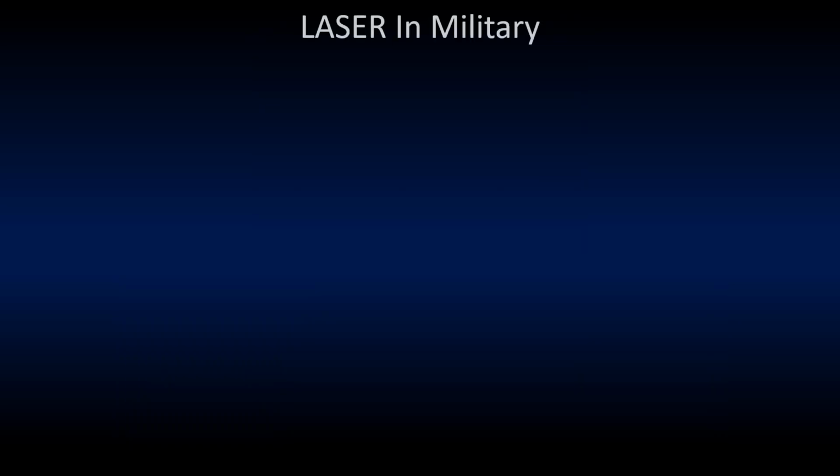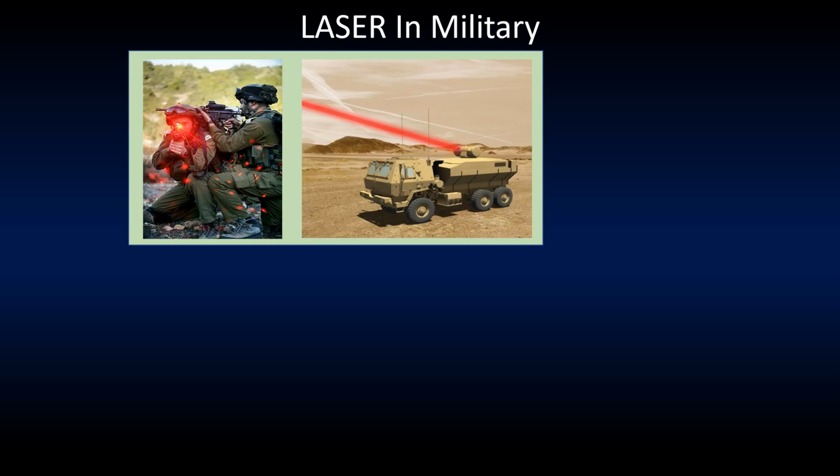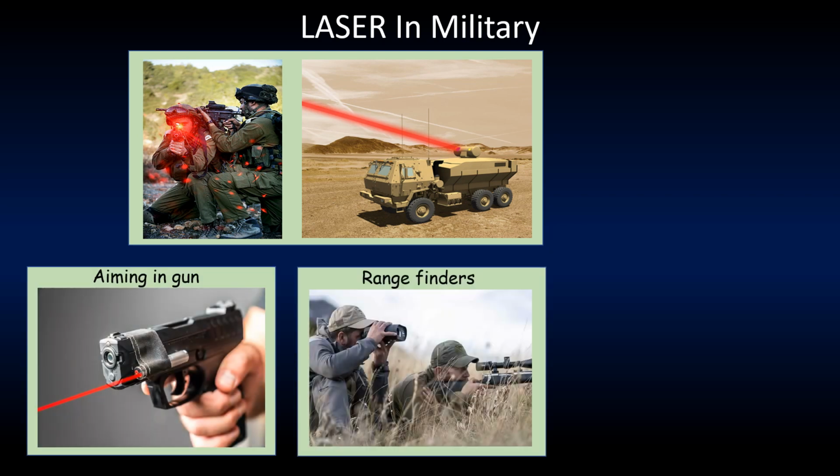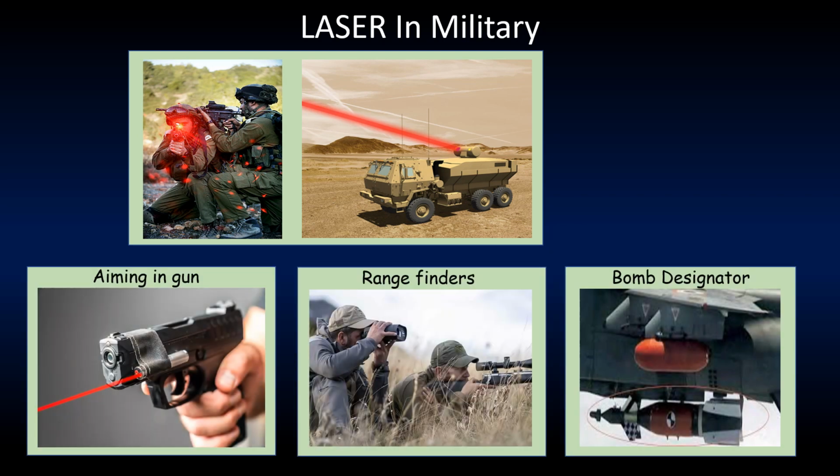In the military, laser devices greatly improve the accuracy of normal conventional weapons, like aiming in gun, rangefinders, and bomb designators. A rangefinder calculates a distance to a desired target by measuring how long a laser light takes to travel to the target. If a soldier knows the exact distance to his target, he has a much better chance of hitting it. Laser bomb designators.